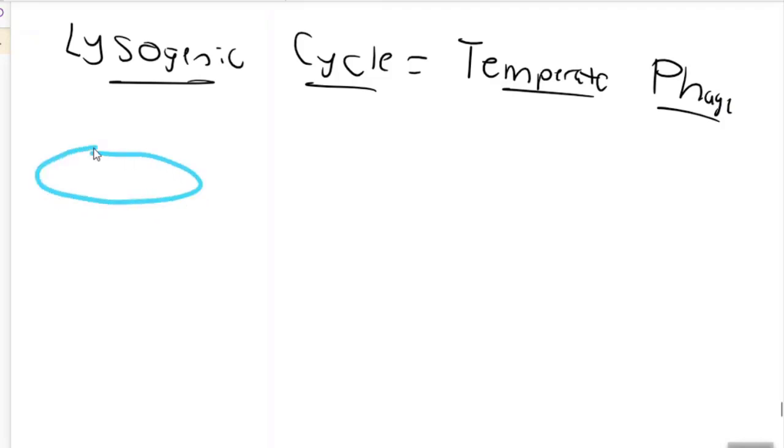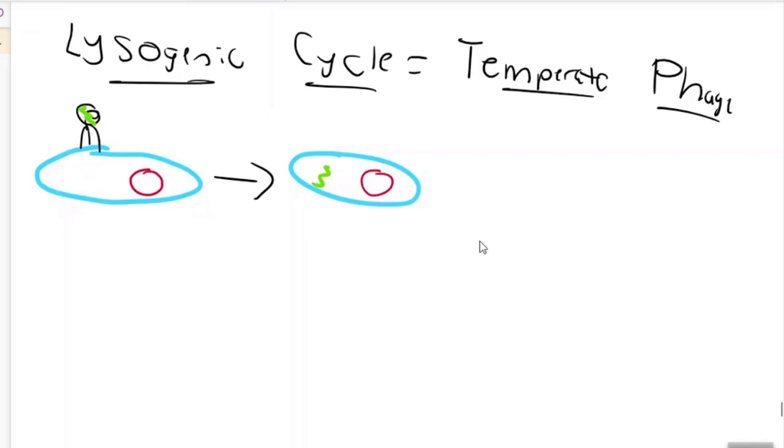So again, we have this happy little bacterial cell with its chromosome here. And once again, we're going to have a similar looking phage come in and attach to the bacteria. And here's its DNA inside the capsid. So far everything is the same. Then again, the phage is going to insert its DNA into the bacterial cell. Here's where the process changes from the lytic cycle.